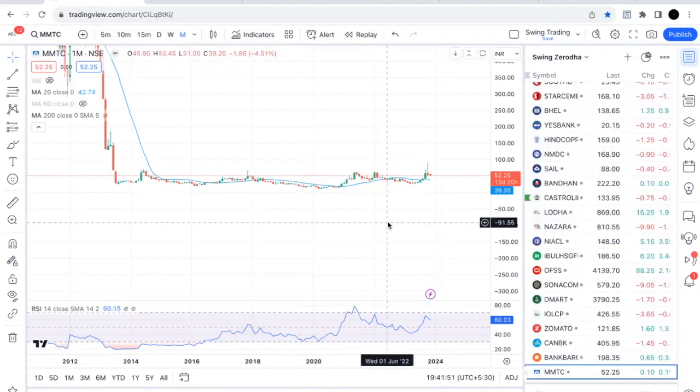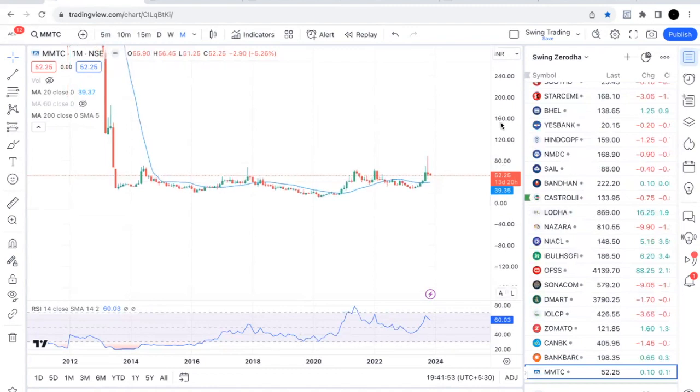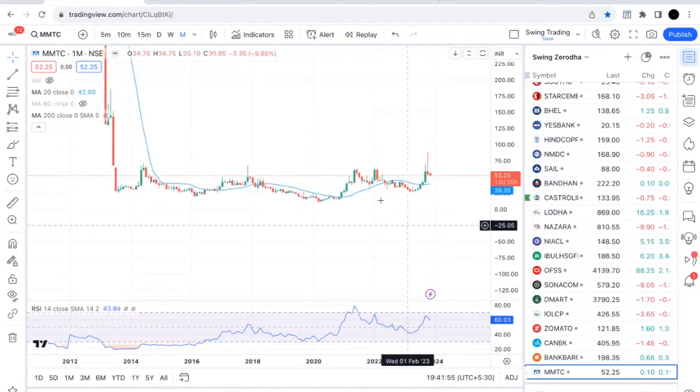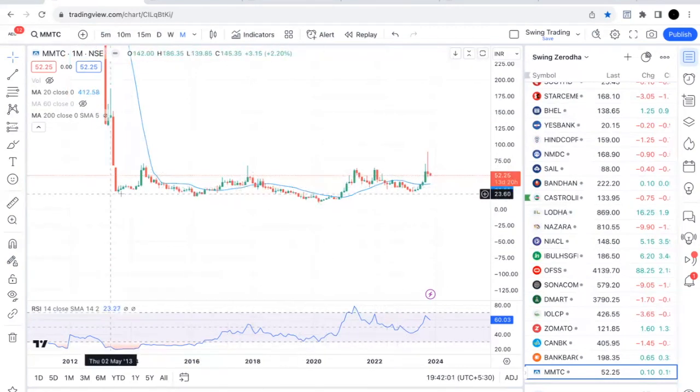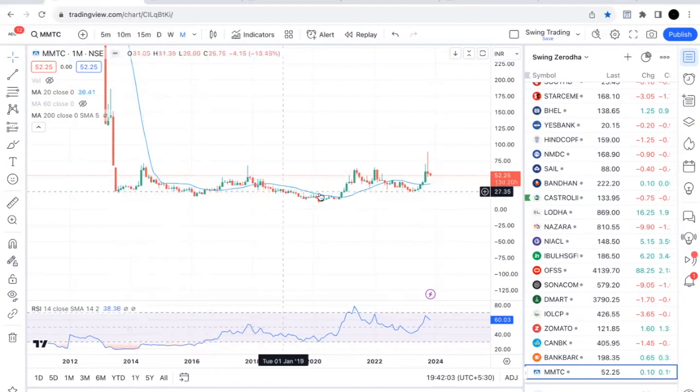Okay. So here we are. There is no record for 15 years for this MMTC stock. So what do I do? Well, first thing I do is I check to see, since this is monthly, this is already several years, how it's moving.